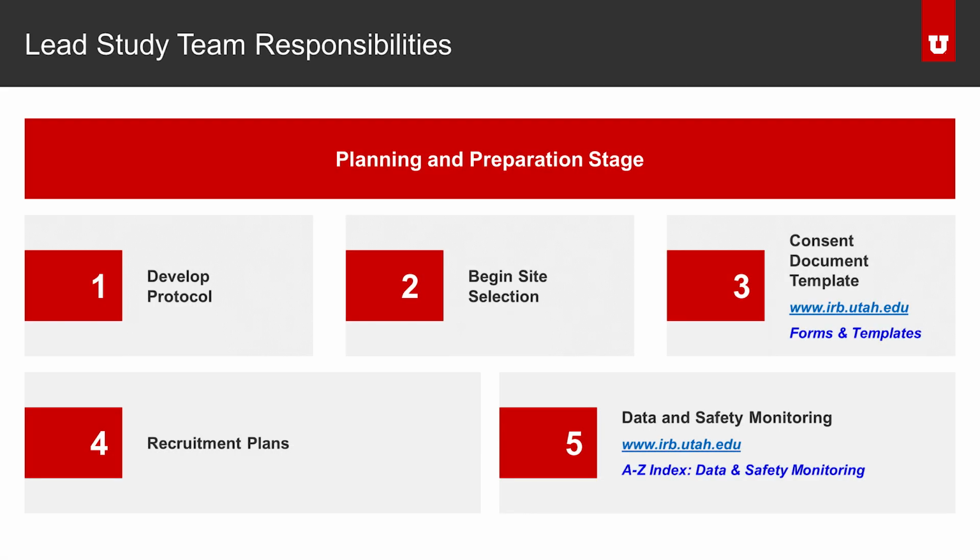Before a lead site can begin working with the University of Utah as the Single IRB, the planning and preparation stage must begin. The lead site has many responsibilities during the planning and preparation stage. You, and possibly your collaborators from participating study teams, will begin developing the protocol. You will also need to begin site selection. You do not need a final list of participating sites during this stage, but the IRB will need to have an idea of an approximate number of sites and names in order to begin the reliance agreement negotiations.